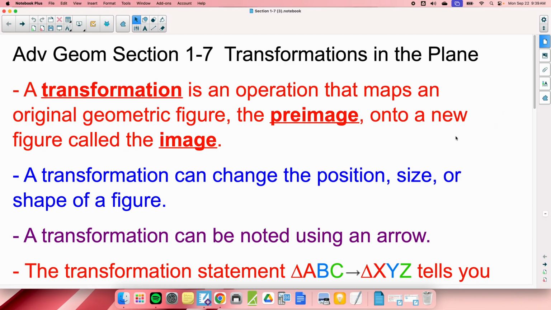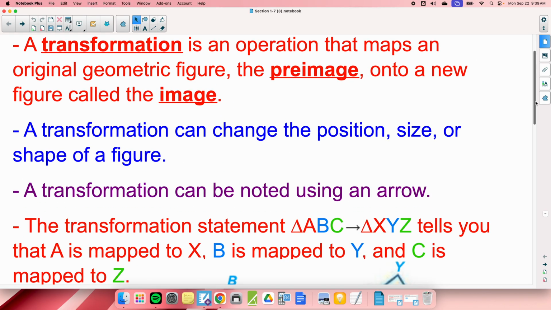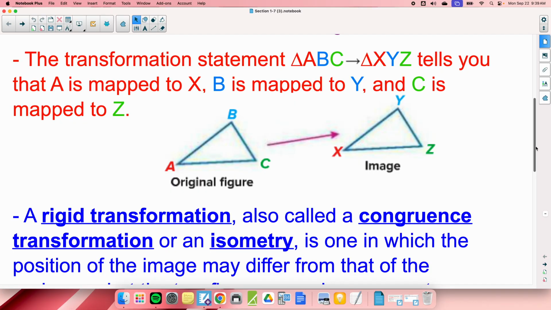Okay, so what we're gonna do today is a transformation. All of these are in a class called transformations, but like I said, we do reflections, rotations, and translations, okay? One of the things you could see today is something like this, okay? And order matters. So if A comes first here, A would map onto X there. If B comes second, it would map onto Y there. And if C comes last, it would map onto Z there, okay?